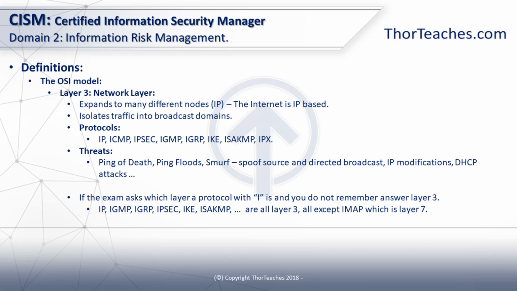IP, ICMP, IPsec, IGMP, IGRP, IKE, ISAKMP, IPX, all of those are layer 3 protocols, so instead of memorizing all those, just know IMAP is layer 7. Once we hit layer 3, there are also a lot more types of attacks. We have ping of death, ping floods, Smurf attacks, spoofed source addresses, directed broadcast, IP modification, DHCP attacks, and many, many more.